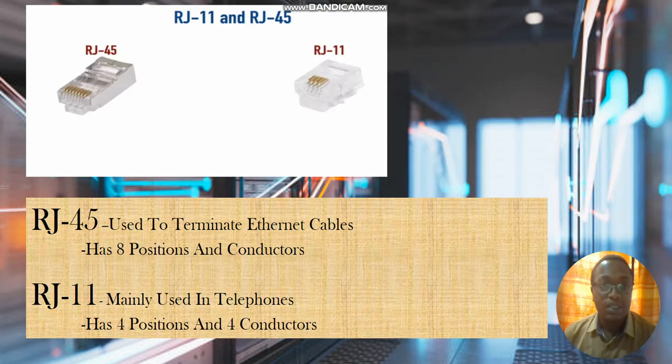Okay, so the first type of equipment that you could find are these RJ45s and RJ11s. RJ45s are used to terminate Ethernet cables and basically have 8 positions and 8 conductors in place. Remember that our Ethernet cable usually comes with 4 pairs of twisted cable. Each conductor has a position to which it is supposed to get into these RJ45s, so it basically has a provision for that. RJ11s are basically used in telephones and have 4 positions and 4 conductors.